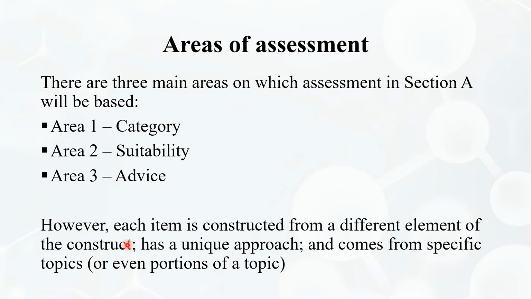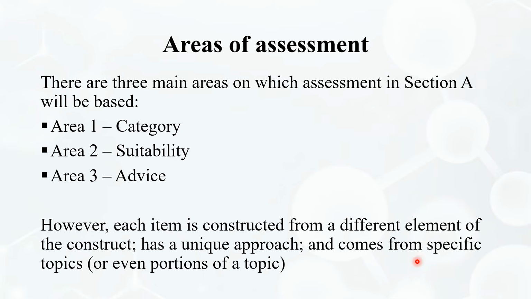However, we have 2 items in section A, and each item is constructed from a different element of construct and has a unique approach. There are 2 items, but each item has its unique approach. Today we are looking at all that. How do we approach item number 1? How do we approach item number 2?